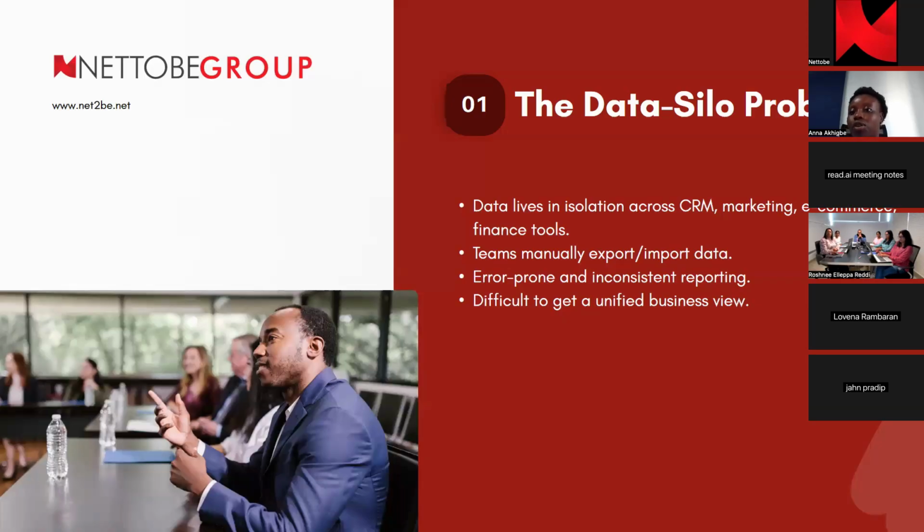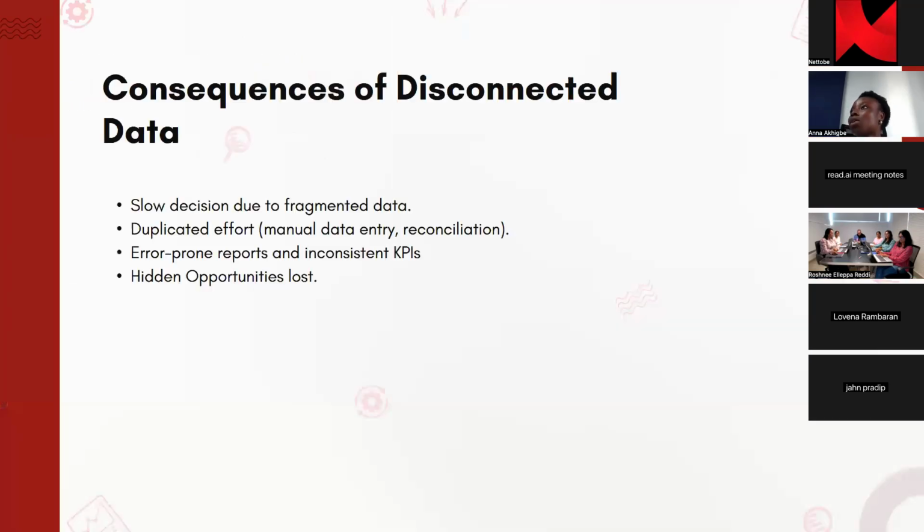If you are doing manual ways of moving data from one place to another, it will lead to inconsistent reporting. Another issue is that it is difficult to get a unified business view. Now, quickly moving to the consequences of disconnected data. First of all, there are slow decisions due to fragmented data. It doesn't allow each department or the head of the team to make quick decisions, due to how scattered the data is. Then you have duplicated efforts, manual data entry and reconciliation, error-prone reports, inconsistent KPIs, and hidden opportunities lost.